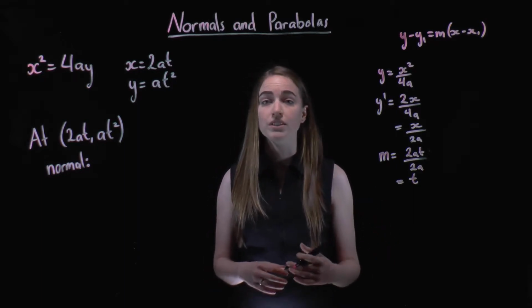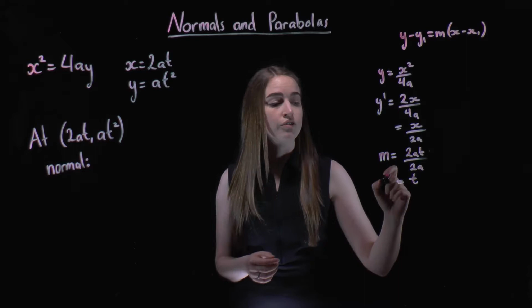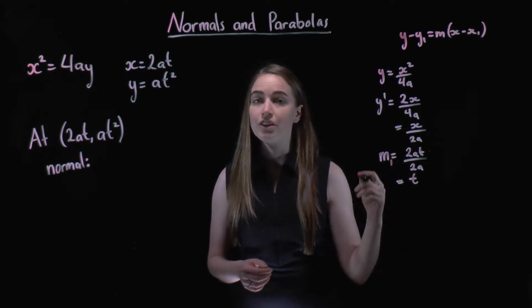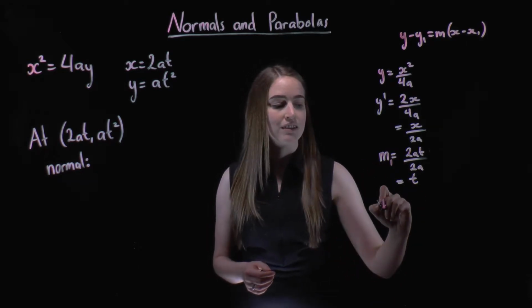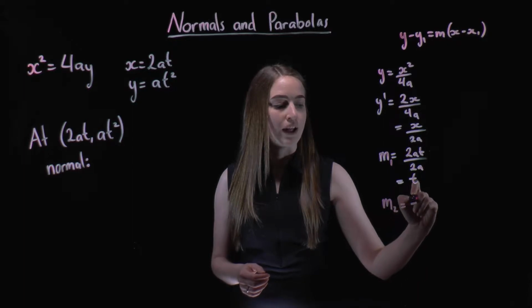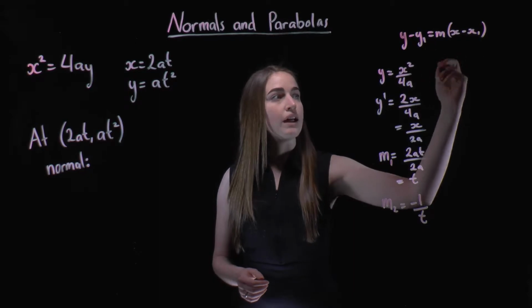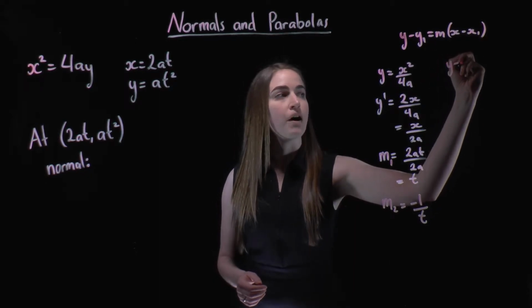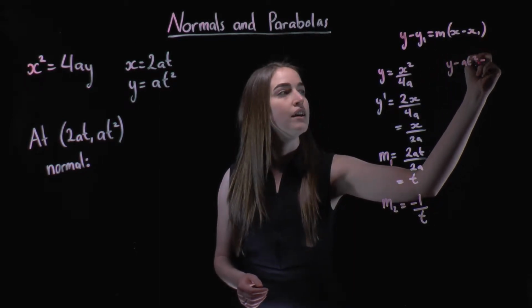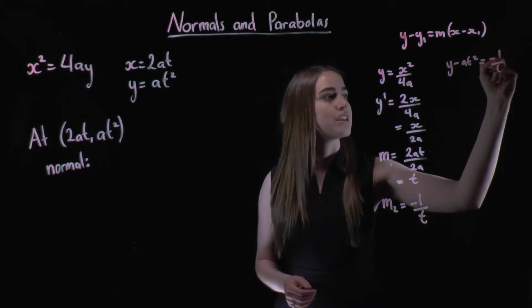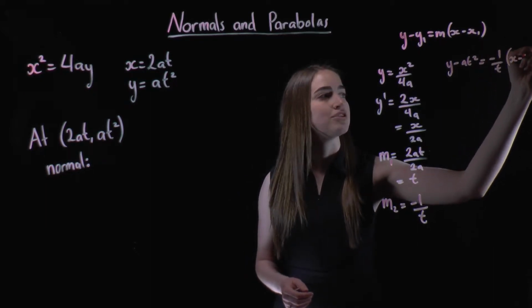In this video, we want the gradient of the normal. So if the gradient, we'll call it m1, if the gradient of the tangent is t, then the gradient of the normal is going to be minus 1 over t. So this is the gradient we're using, so we can put that in this formula. So we're going to have y minus at squared equals minus 1 over t outside of x minus 2at.